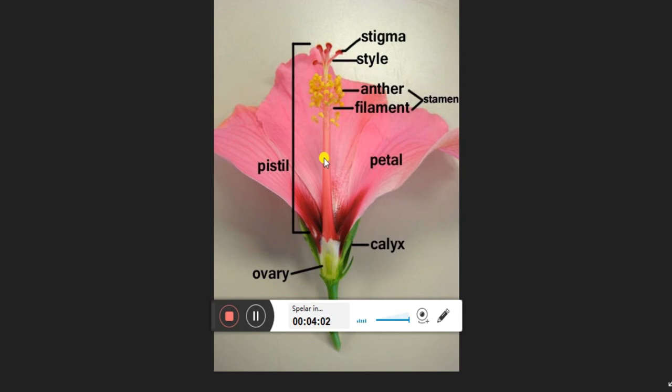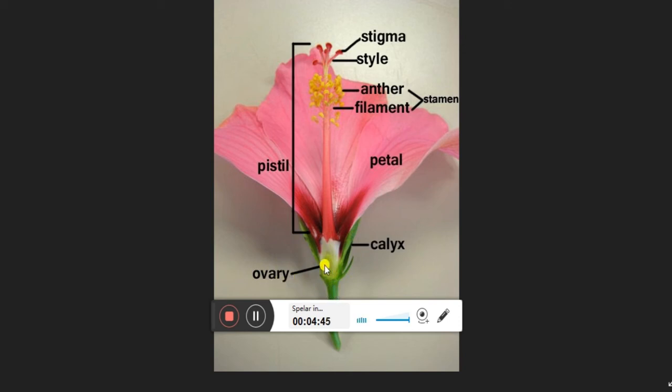Now the last one, the 4th whorl, is the gynoecium. You can see a long structure here. This gynoecium, or pistil, is this whole area, leaving aside the yellow part. The uppermost lobe-like part is called the stigma, the long structure is called the style, and at the base there is the ovary. The part where the flower is attached to the stem is called the pedicel.